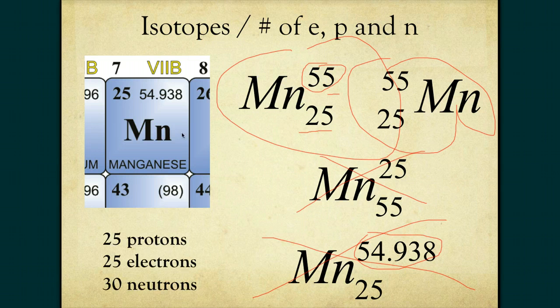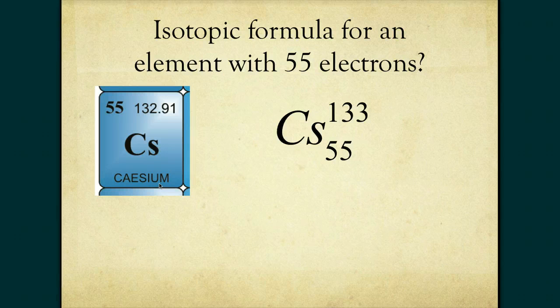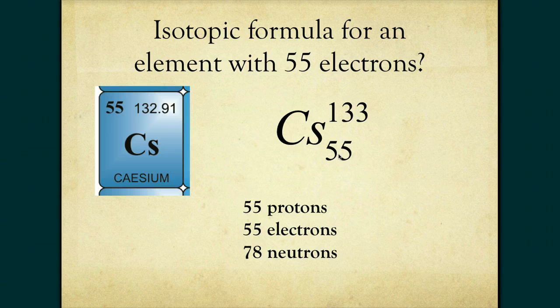Now, 25 protons again, 25 electrons, 55 minus 25 is 30, it has 30 neutrons. Now what if you were to write an isotopic formula for an element with 55 electrons? Since it has 55 electrons, you're going into the periodic table and you're looking for something that has a 55 for the element number. So you go 55 is the number of protons and electrons, and then you round your atomic number to 133. And so that's your isotopic formula, 133, 55, and then it has 55 protons, 55 electrons. 133 minus 55 is 78 neutrons. All right, so that's it.